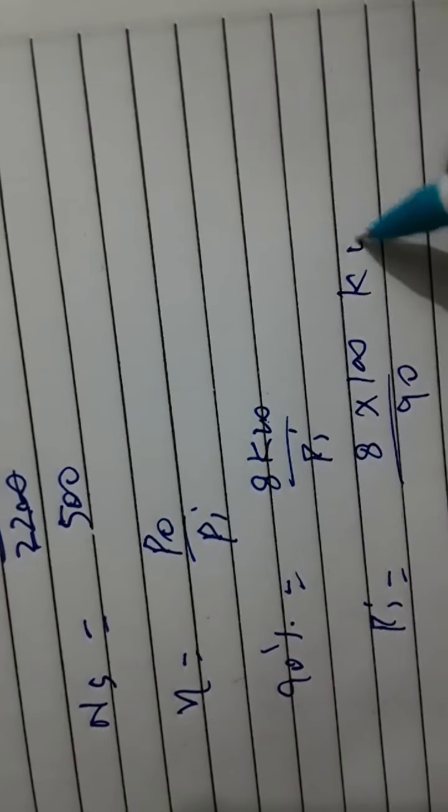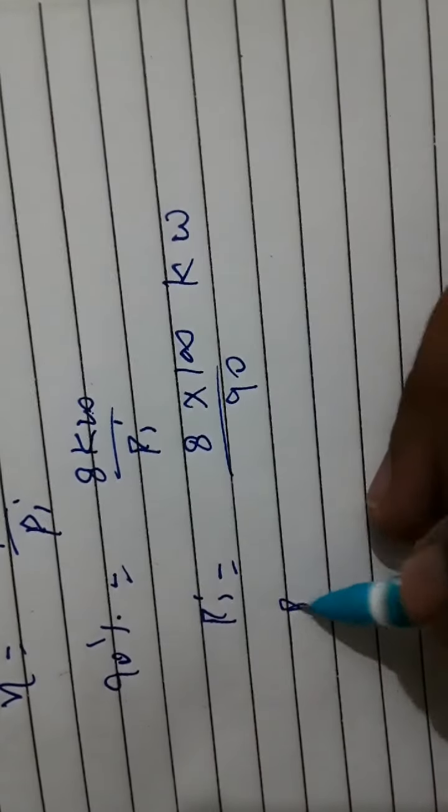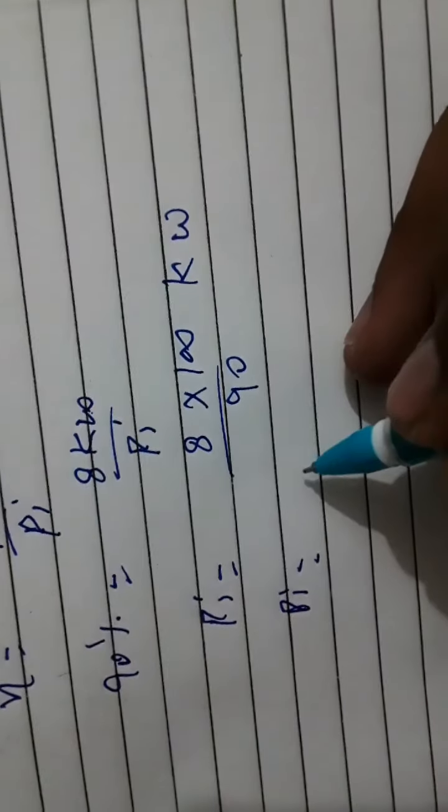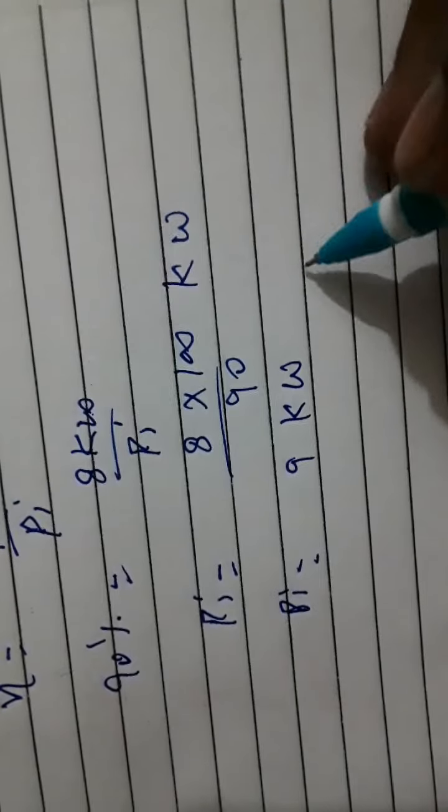Now using the relation for the efficiency, output power to the input power, efficiency is 90%, output power is 8 kilowatt, input power. So input power is equal to 8 into 100 by 90. This is kilowatt. So therefore input power will be approximately 9 kilowatt.